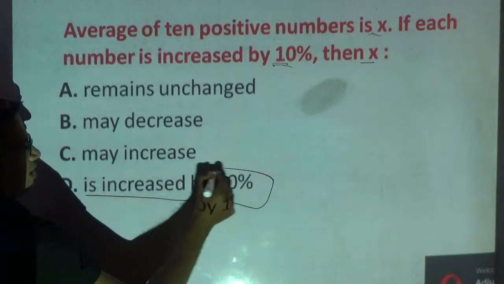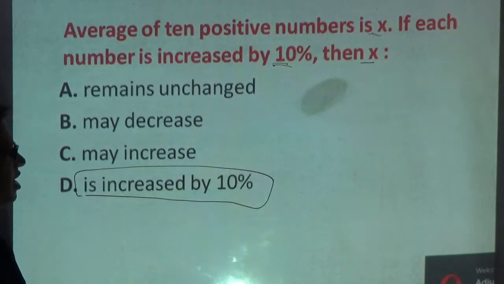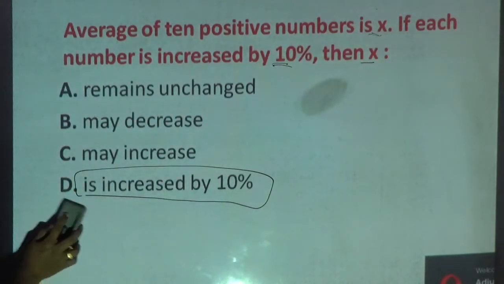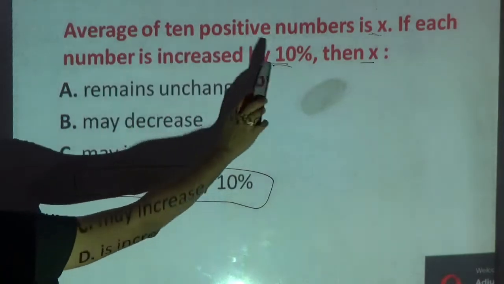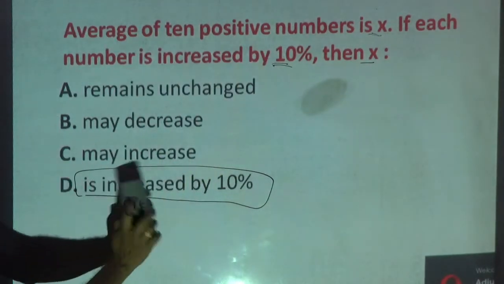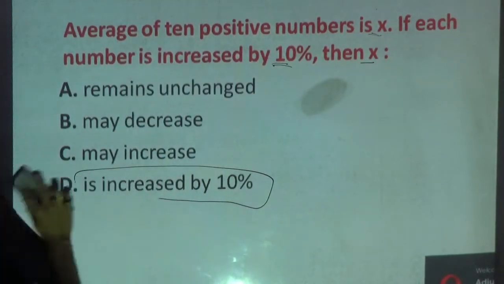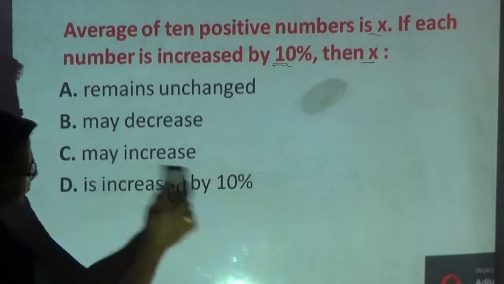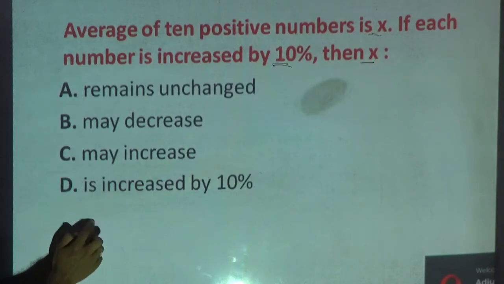Therefore, what is your answer? It increases by 10%. I already explained in the shortcuts. If each number is increased by a certain quantity, then the average also gets increased by that quantity. Here each number is increased by 10%, so the average should also get increased by 10%. That is your option D. Very simple problem. They have asked the concept here, not a calculation problem.